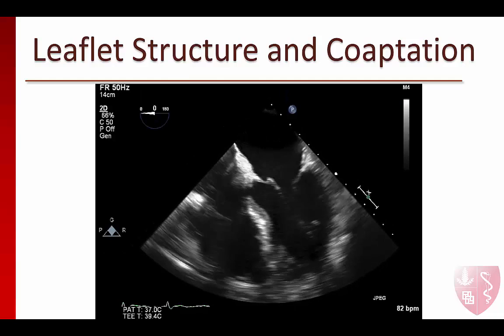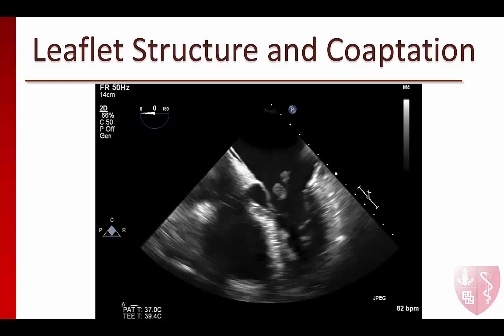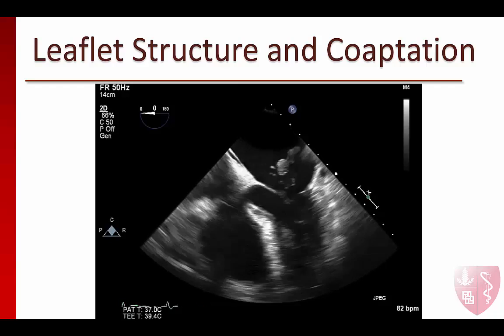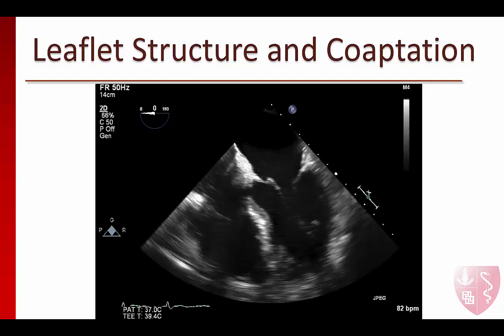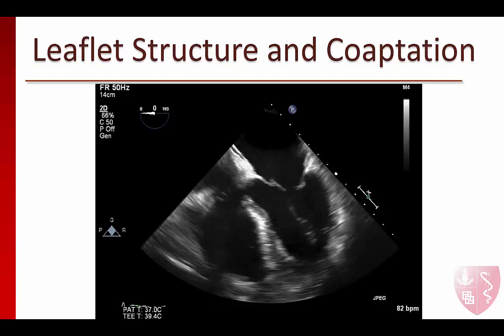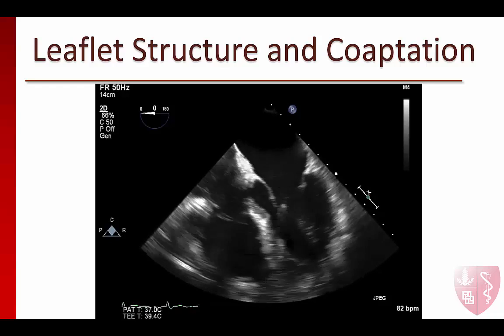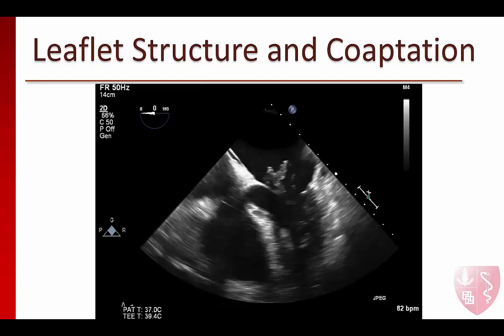Here is another example of pathologic leaflet structure and coaptation. This is a mid-esophageal 4-chamber view of the heart. This patient had an inferior MI from an RCA infarct 5 days prior to this study. This echo was performed to evaluate profound hypotension and hypoxemia with pink froth coming from the endotracheal tube. The patient suffered a posterior medial papillary muscle rupture that led to acute severe mitral regurgitation.